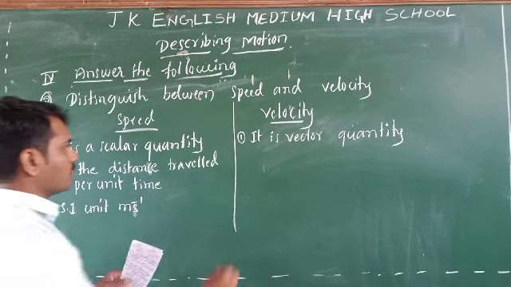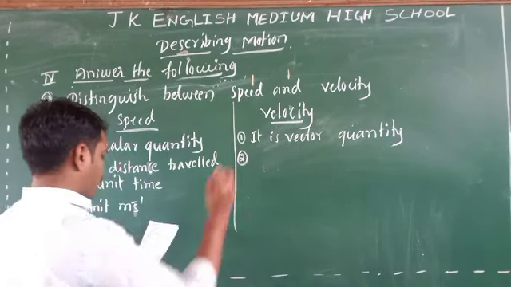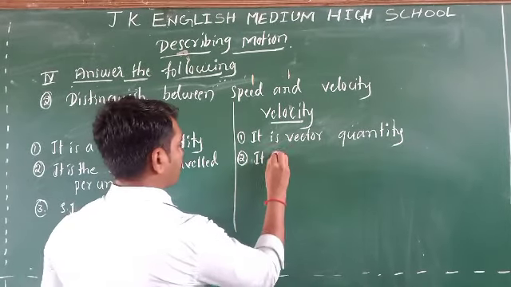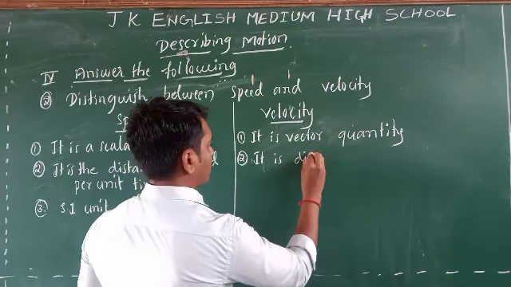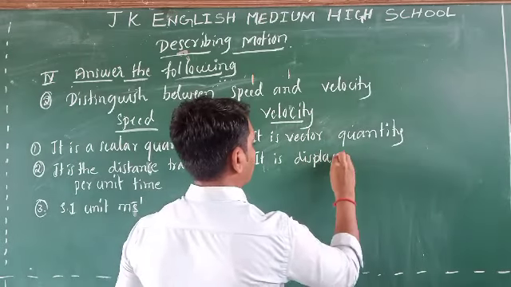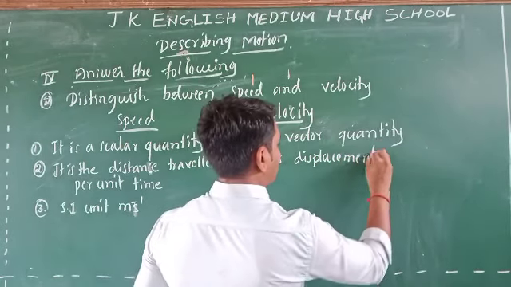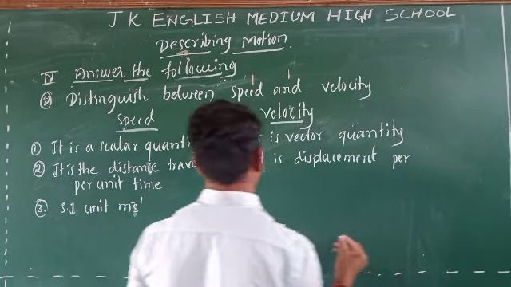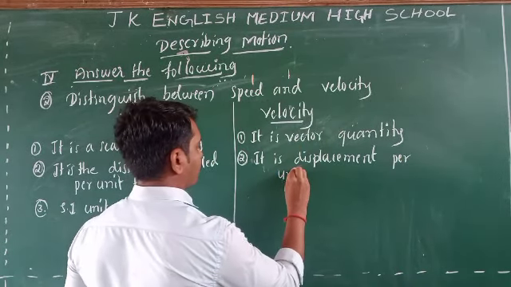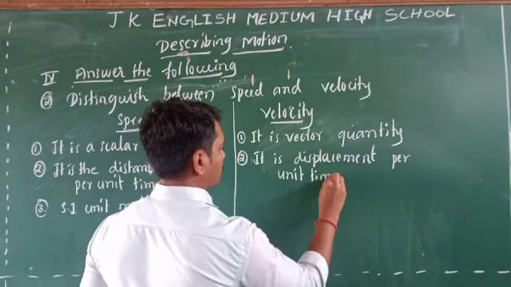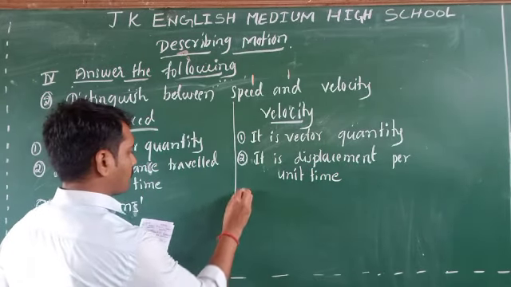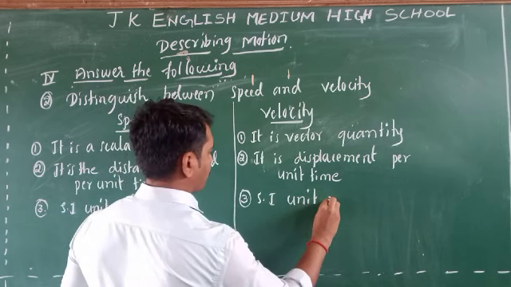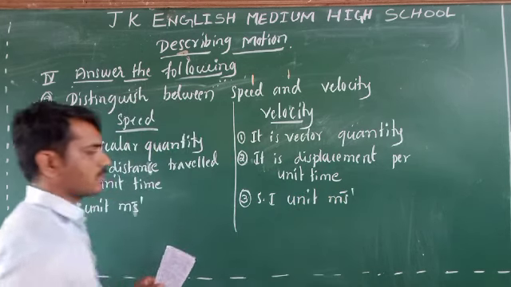So this is the second difference. It's a displacement per unit time. Third one, SI unit, same will come, meter per second.